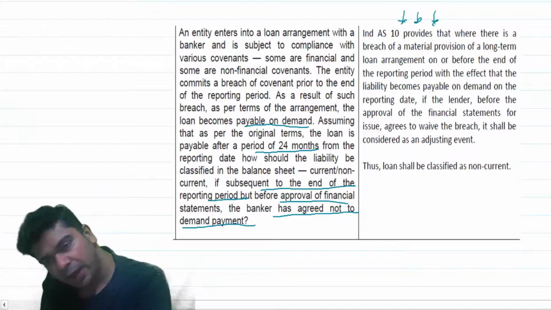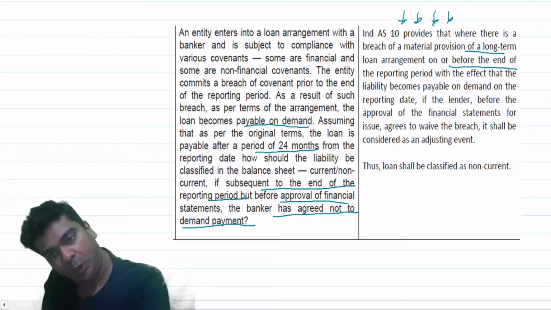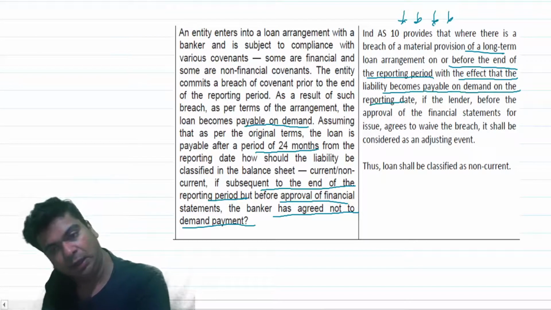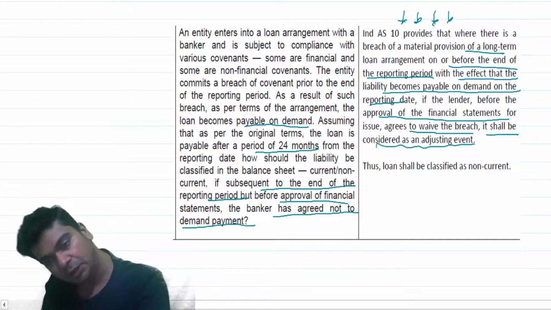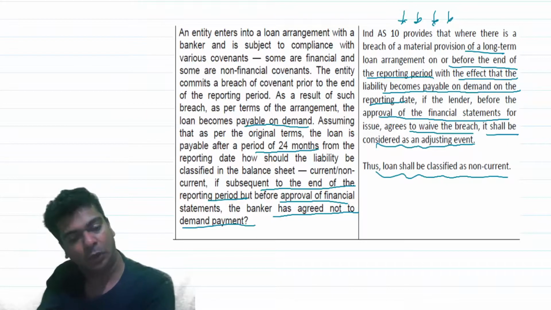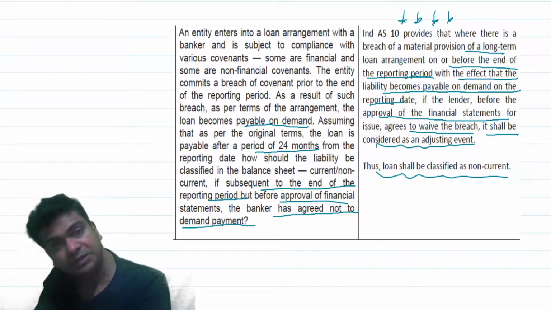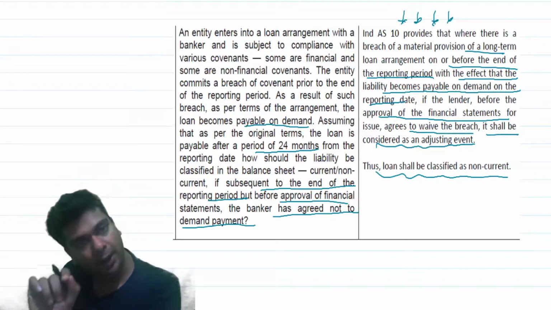Ind AS 10 provides that where there is a breach of a material provision of a long-term loan arrangement on or before the end of the reporting period, with the effect that the liability becomes payable on demand on the reporting date, if the lender, before the approval of the financial statements for issue, agrees to waive the breach, it shall be considered as an adjusting event. The loan shall be classified as non-current. This was the position taken by Ind AS 10.